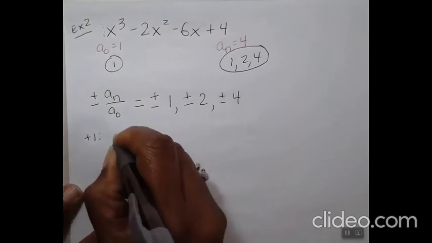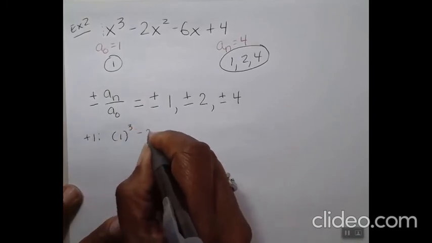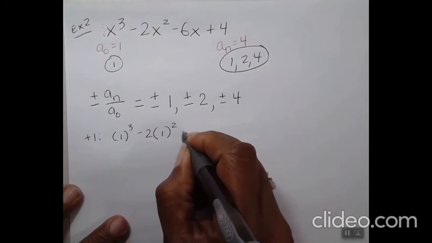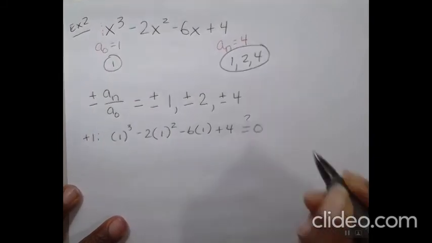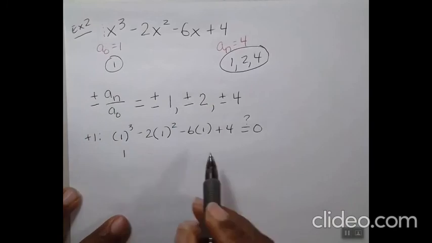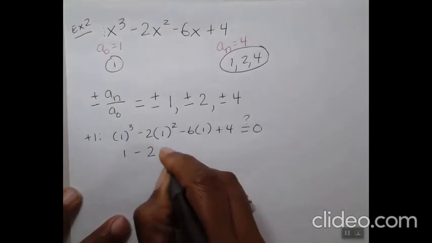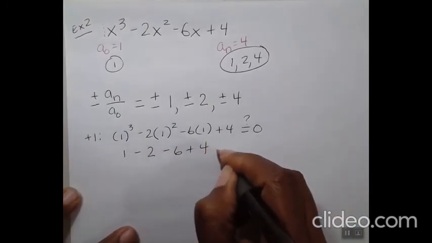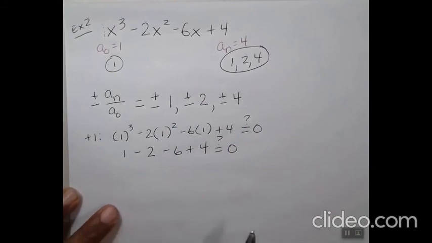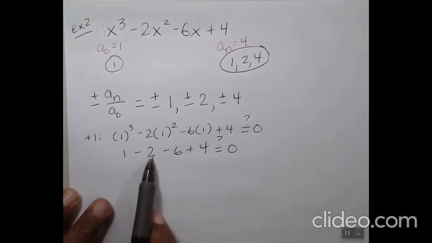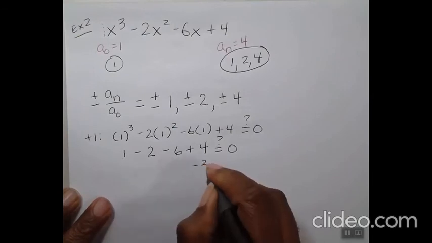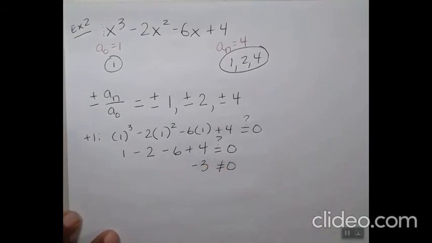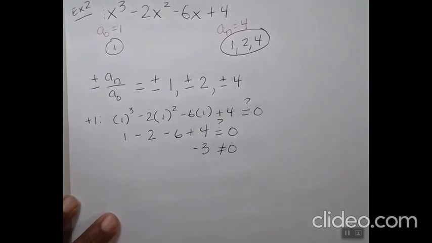So if we put 1 in place, we've got 1 cubed minus 2 times 1 squared minus 6 times 1 plus 4. And does that equal 0? Well, this is 1 minus 2 minus 6 plus 4. 1 minus 2 is negative 1. Minus 6 more is negative 7 plus 4. Negative 3 does not equal 0. So 1 does not work.